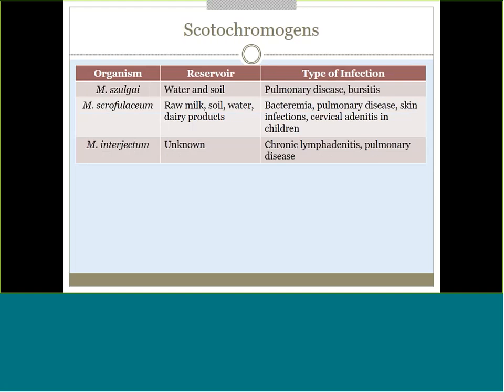Scotochromogens, again, are the ones that can develop pigment in light or dark. You have Mycobacterium szulgai. These are hard names. They come from water and soil, pulmonary disease. Scrofulaceum is raw milk, water. You see water is a good one here. Pulmonary disease as well as that one, so skin infections. And then Mycobacterium interjectum causes a pulmonary, again, lymphadenitis.